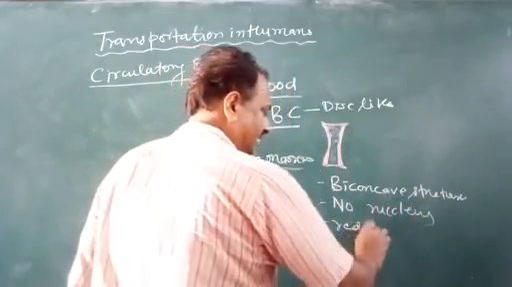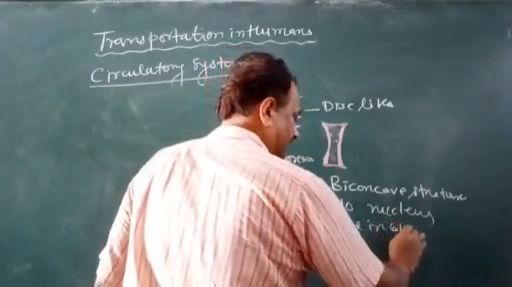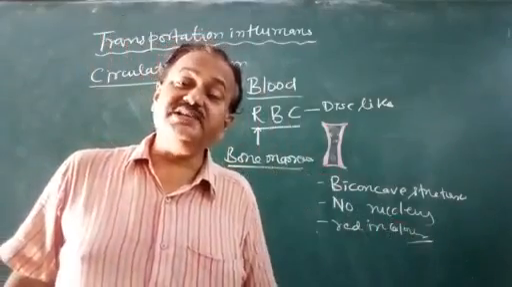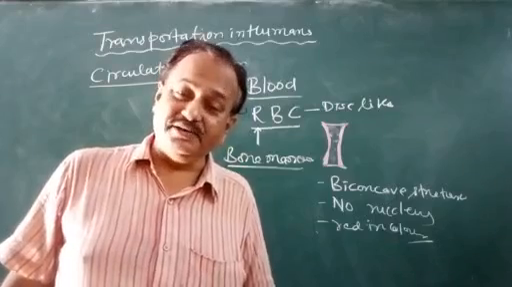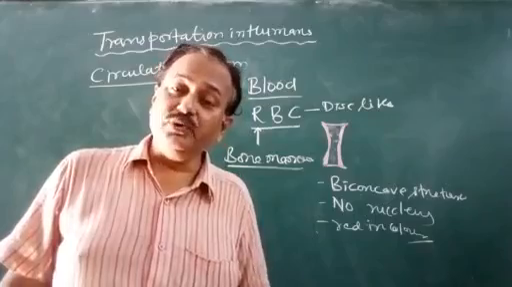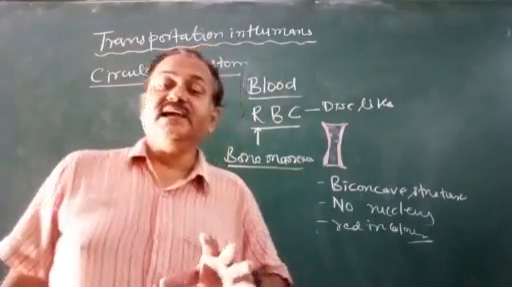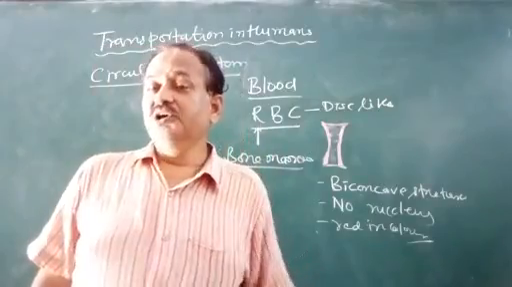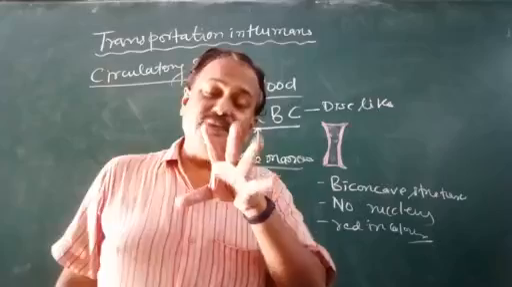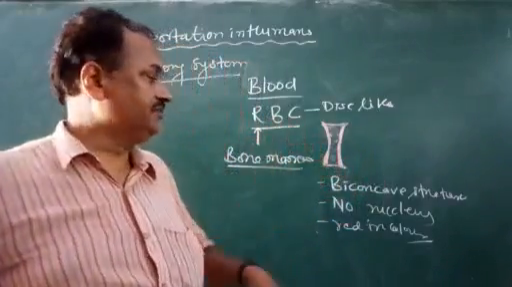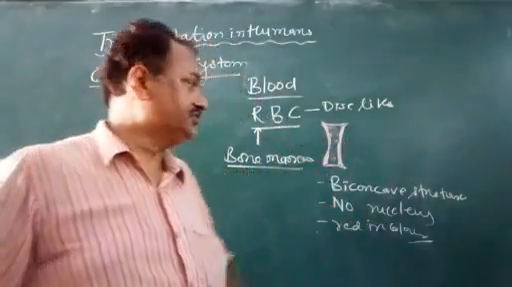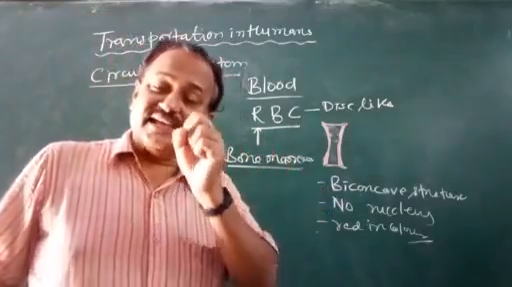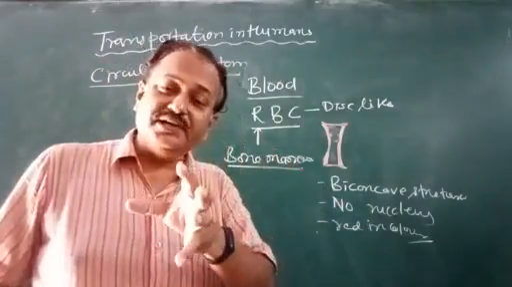They are red in color because they have a protein called heme or hemoglobin. Hemoglobin has the capacity to combine with oxygen, and it forms oxygenated blood. The red color of blood is due to RBCs. So RBCs are responsible for capturing and absorbing oxygen.